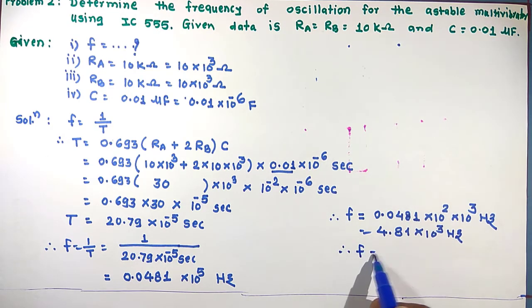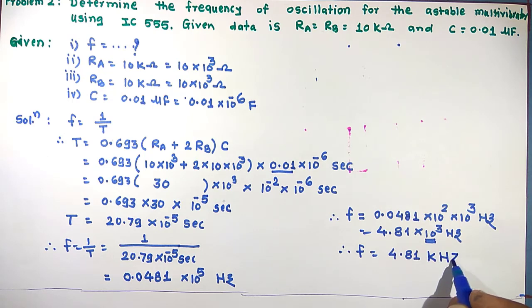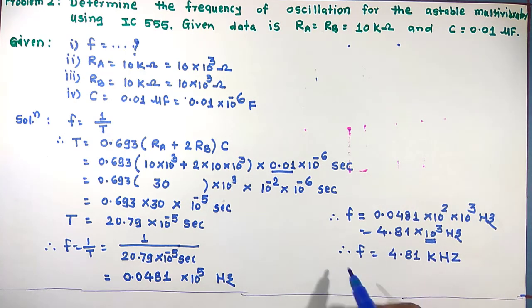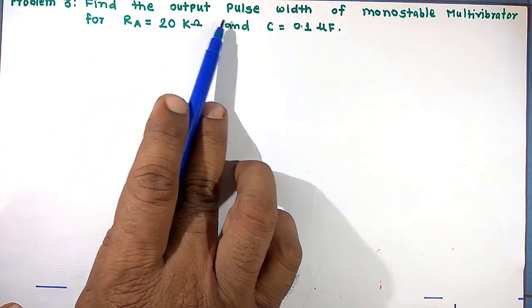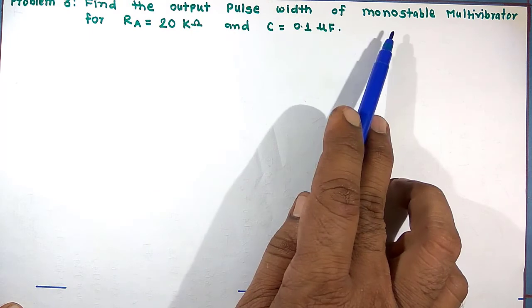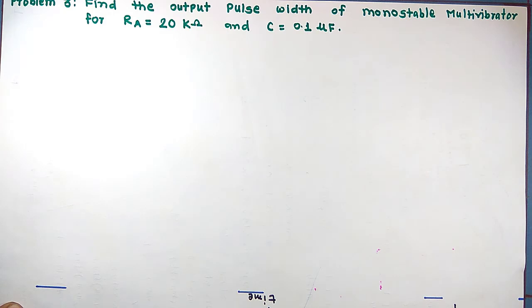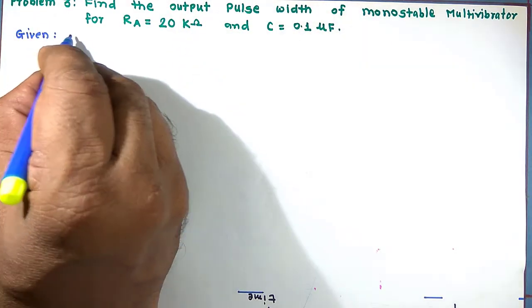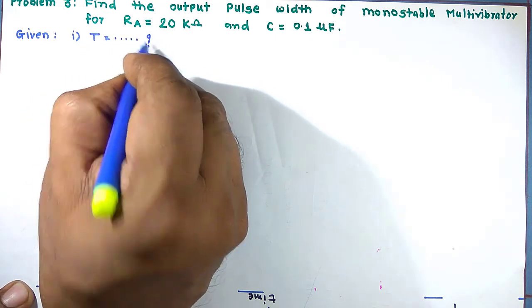Hence frequency is equal to 4.81. For 10 raised to 3 we will put kilo. So it is 4.81 kilohertz. Third problem is, find the output pulse width of monostable multivibrator for RA is equal to 20 kilo ohm and C is equal to 0.1 microfarad. We have to find the pulse width of monostable multivibrator. So T is asked in this problem.